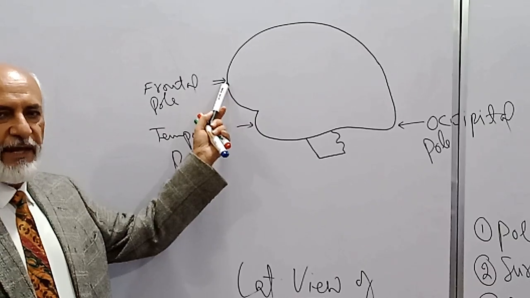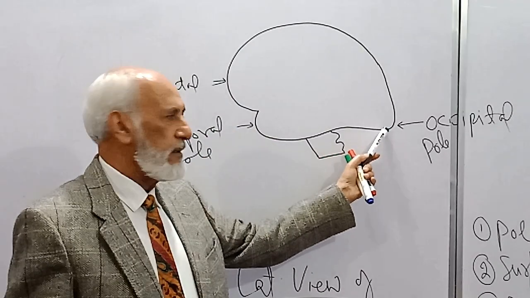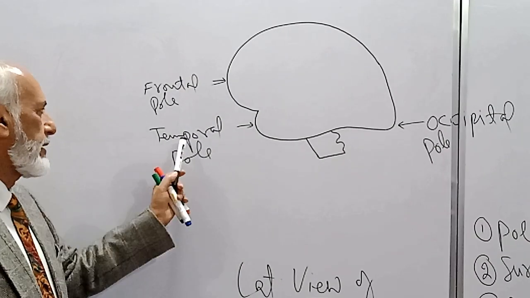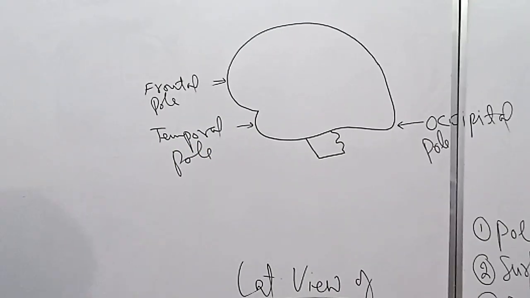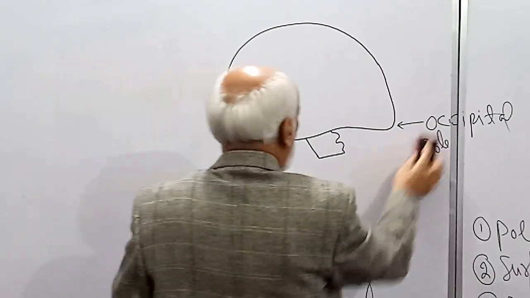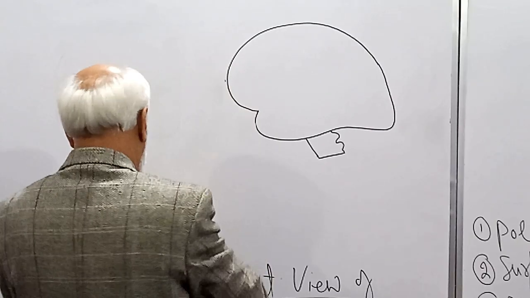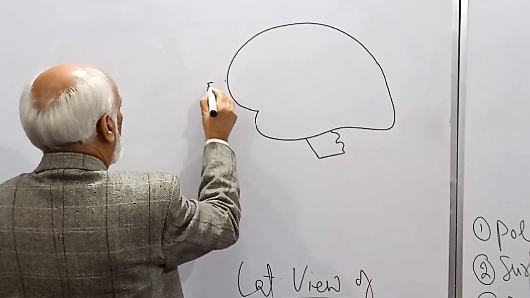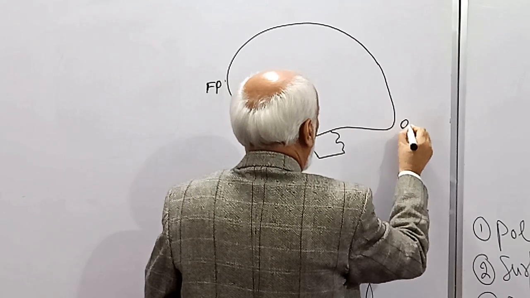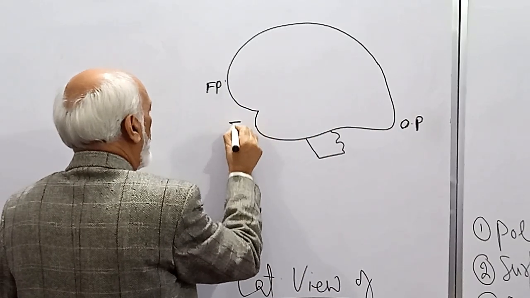The one which is directed forward is known as the frontal pole. The one which is directed backward is called the occipital pole. And there is another pole which is again directed anteriorly. It is known as the temporal pole. So these were the three poles of cerebral hemisphere. That is frontal pole, occipital pole, and temporal pole.